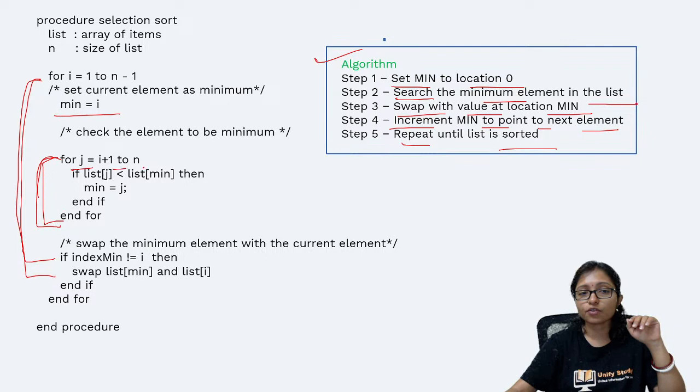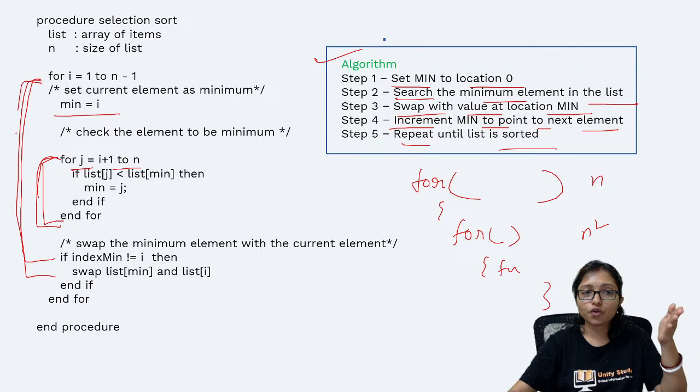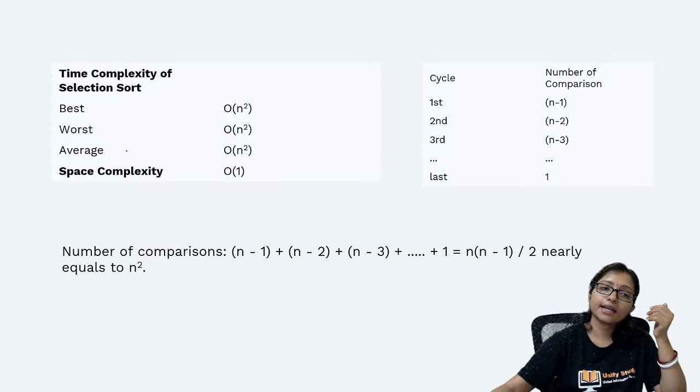As there are 2 loops, what will be the complexity? Always remember one thing. One for loop means that is n. Two nested for loops means that will be n square. Another for loop again means that will be n cube. This is the simple thing. So here 2 for loops are going on, that's why your complexity is n square.